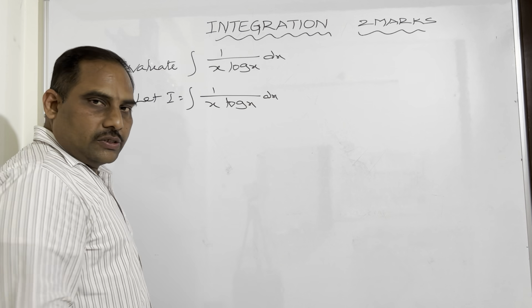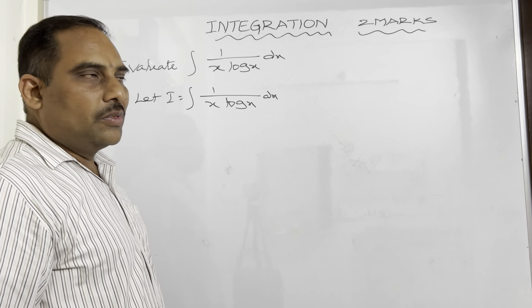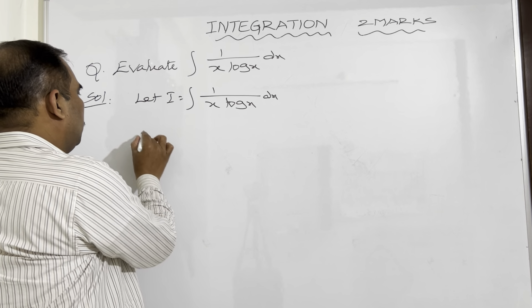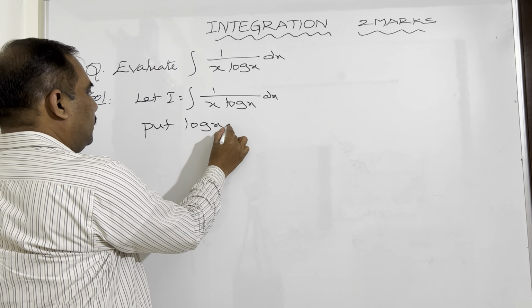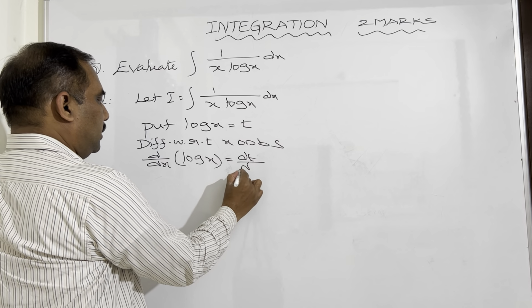dx. This can also be solved by using the substitution method. So put log x is equal to t. Now differentiate with respect to x on both sides. We get d by dx of log x is equal to dt by dx.